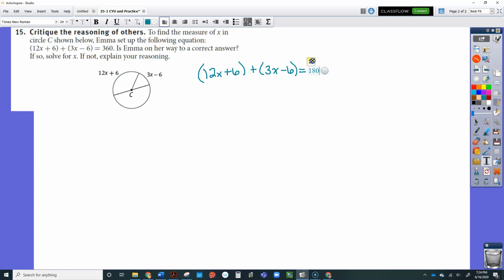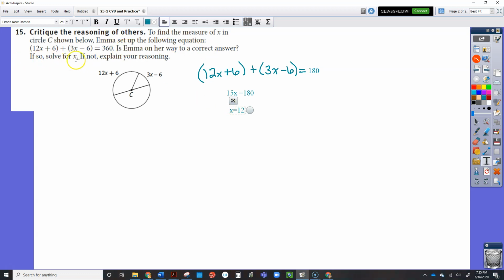That's all right. We can drop these parentheses because they're not doing anything. They're just grouping together the two things. So 12x plus 3x, that's 15x. And then 6 minus 6, that's 0. So 15x is equal to 180. Then you divide both sides by 15. 180 divided by 15 gives me 12. x equals 12.